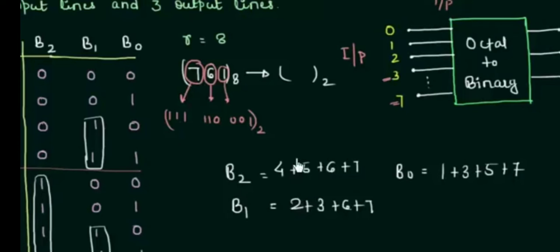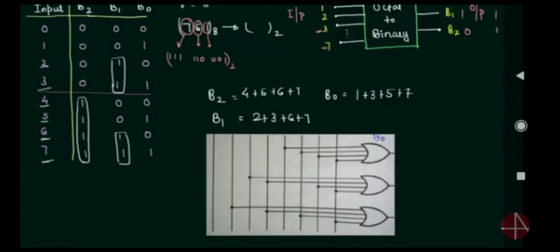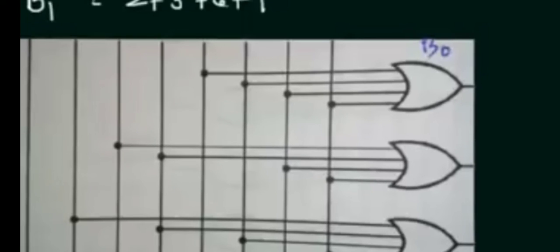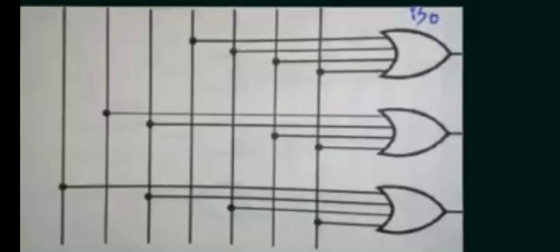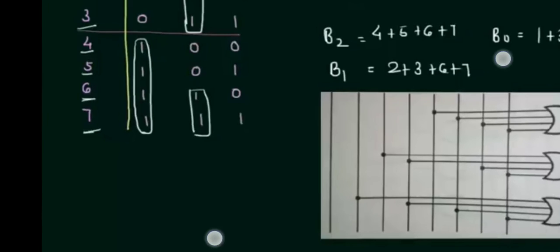By using this, you can write a simple expression. Now I have the expression in my hand, and for this expression I have to draw the logic circuit. My expression has only addition operations, and to perform addition I need an OR gate. As I need 3 output lines, B0, B1, B2, I used 3 OR gates, and the input lines to be activated can be taken from the expression shown here.